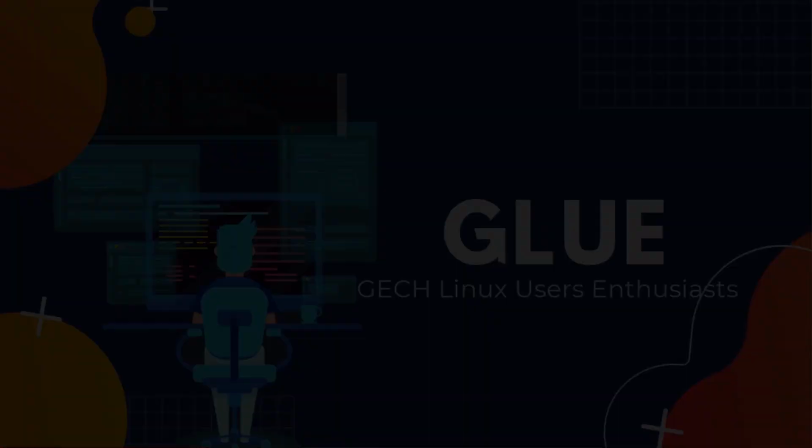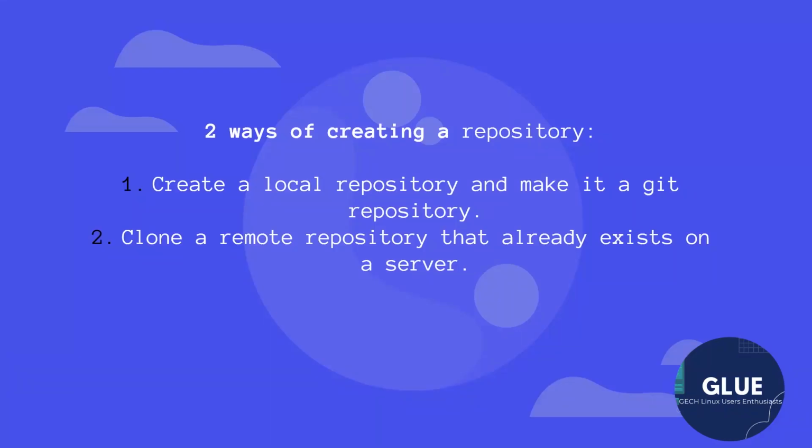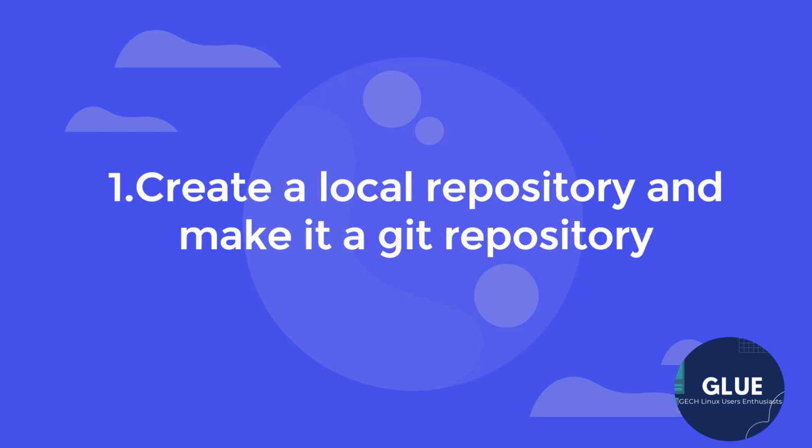As in the previous video, if we remember, we spoke about two ways of creating a repository. The first way is to create a local repository and make it a Git repository, and the other way is to clone a remote repository that already exists on a server. Here, we will be looking at the first way, that is the creation of a local repository.